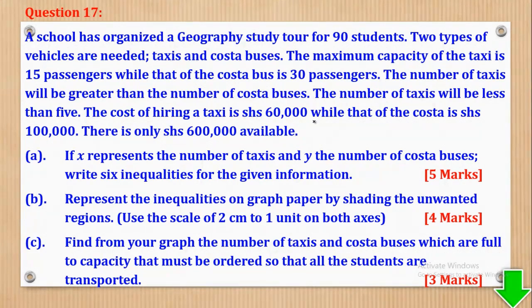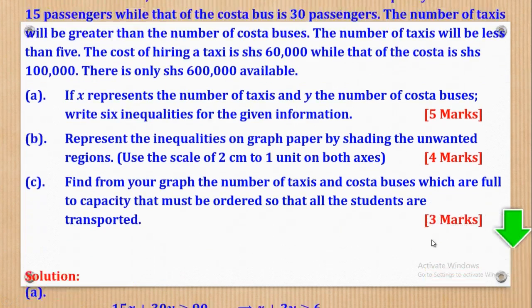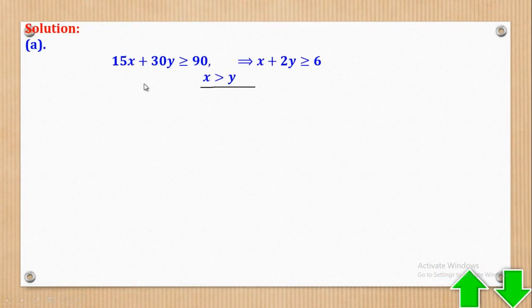So now that one comes from here. They told us the number of taxis will be greater than the number of coasters. Now remember, coasters is y and taxis is x. What does that mean? It means that x will be greater than y. The next inequality will be x is less than 5.